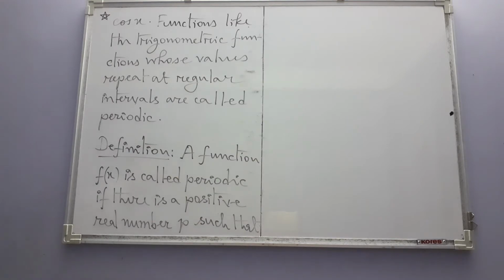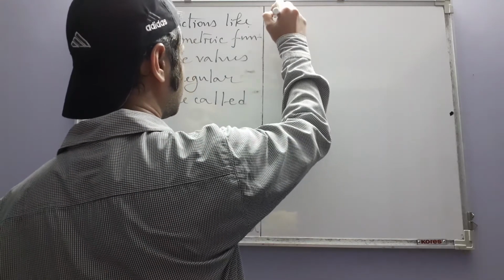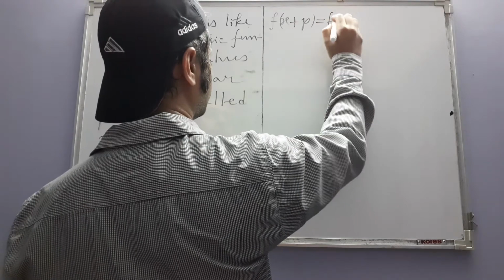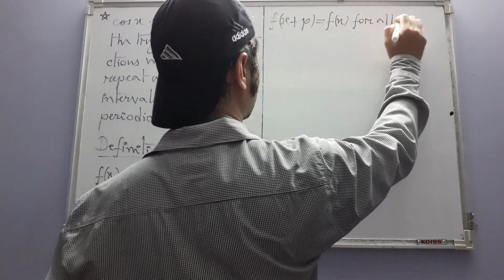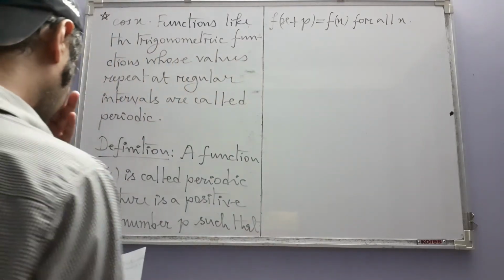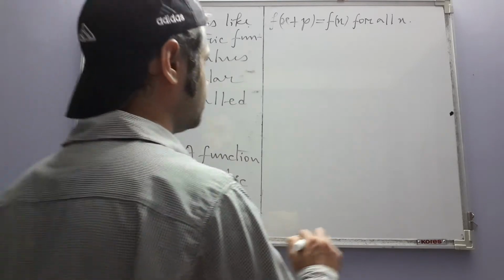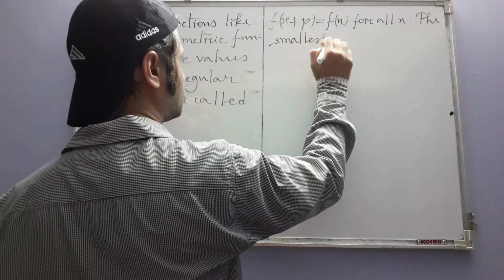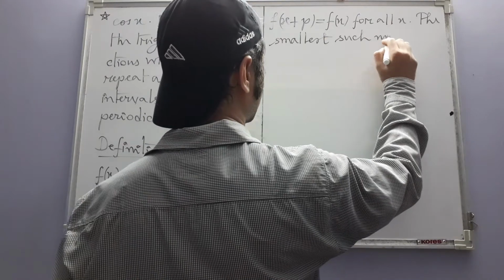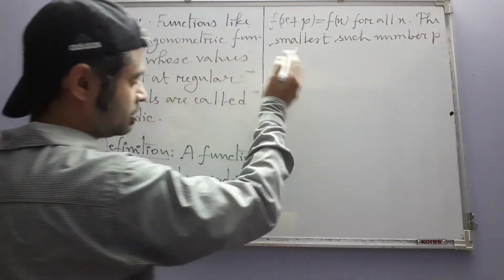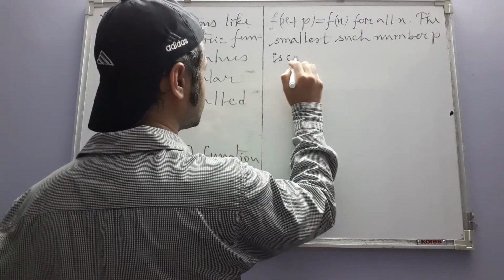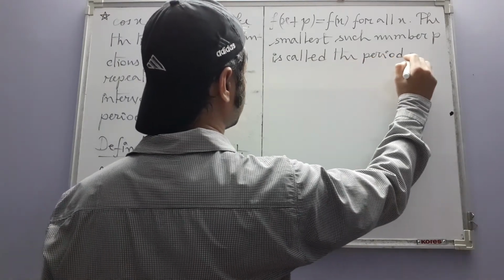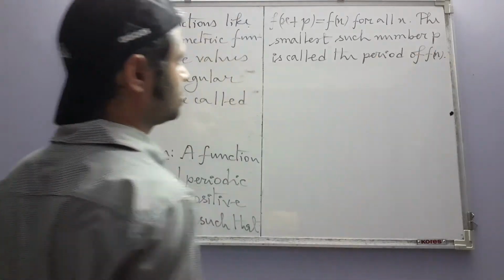such that f of x plus p is equal to f of x for all x in the domain of f, of course, that thing is understood, and the smallest such number p for which this happens is called the period of f of x.